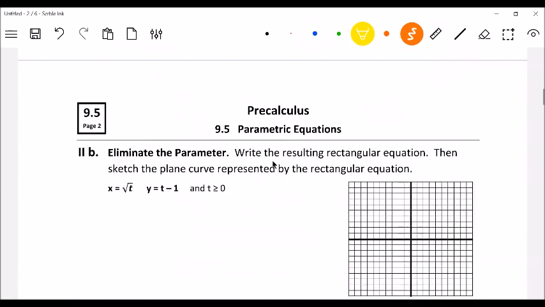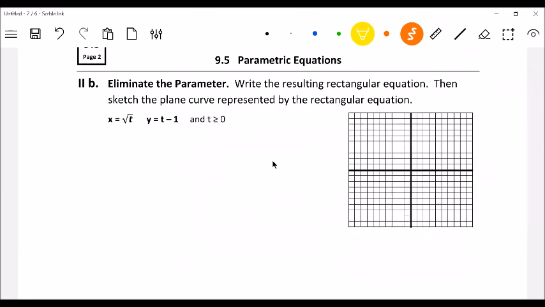Let's go to the next page. We're going to use the exact same problem. However, this time we're going to do something a little different. We're going to eliminate the parameter, which is the t. Same problem as last, but a different method.